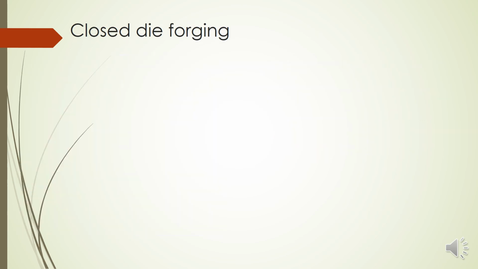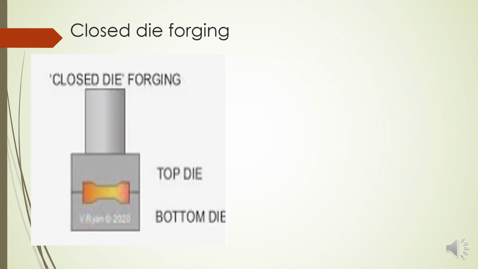Now what is closed die forging? So this is a figure of closed die forging. You can see here the die is not flat, but instead the die is formed in the shape of a cavity. And the metal is enclosed in the cavity. It is not free to move in this direction like that of open die forging. That is the main difference between open die forging and closed die forging.